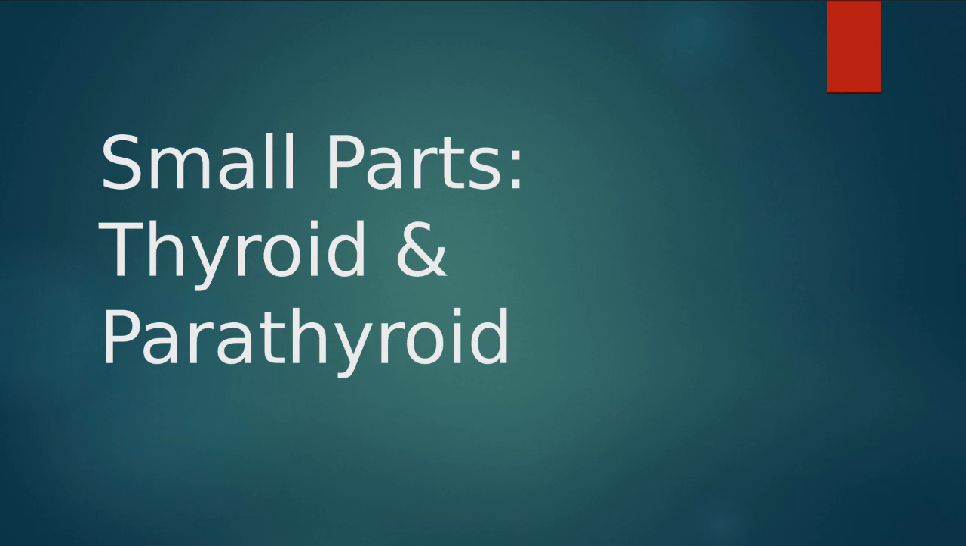cavity. So when we say small parts, we are talking about thyroid, parathyroid. We're also talking about scrotum and all of the scrotal contents. We also talk about adrenal glands, which we'll get to at the end of the semester, and normal and abnormal looking lymph nodes, which we'll kind of touch upon when we learn about the thyroid.